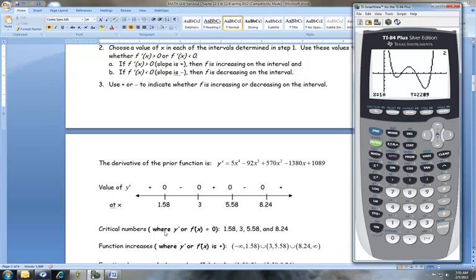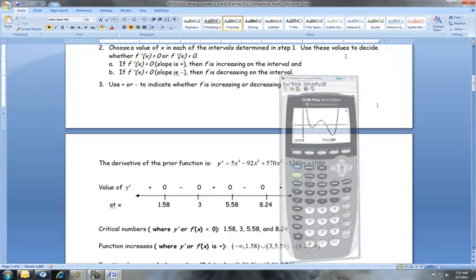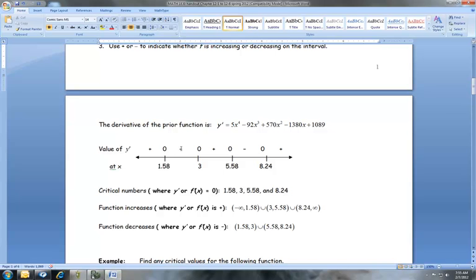Now my critical numbers, this is where my derivative in this particular problem is equal to 0. So here are my critical numbers: 1.583, 5.58, 8.24. Wherever you see a plus, the original function is increasing. So there's the interval notation to indicate that. The negatives, 1.58 to 3 and 5.58 to 8.24, are negative, and that means my original function is decreasing.